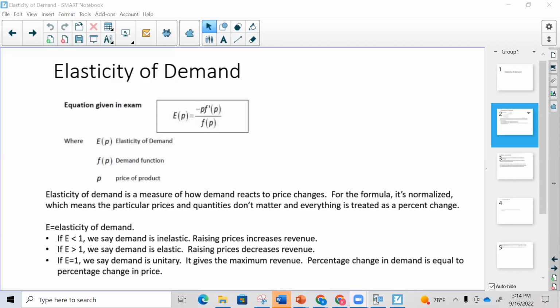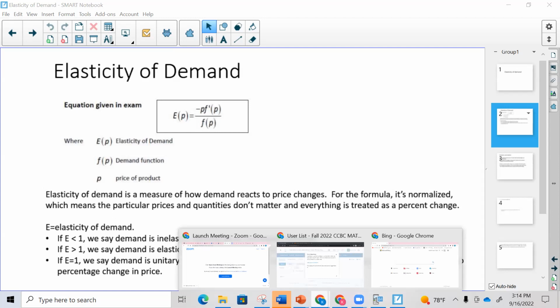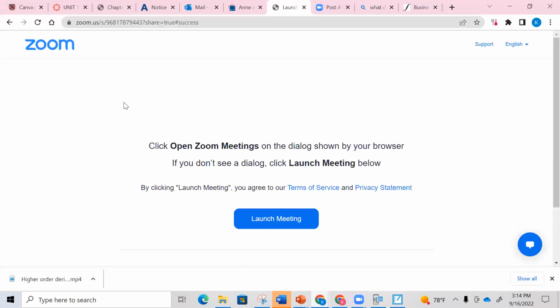So in this video, we are going to look at elasticity of demand. Before we look at what it has in the packet, I just want to show you how it's developed using a website that I found that explains it pretty well.